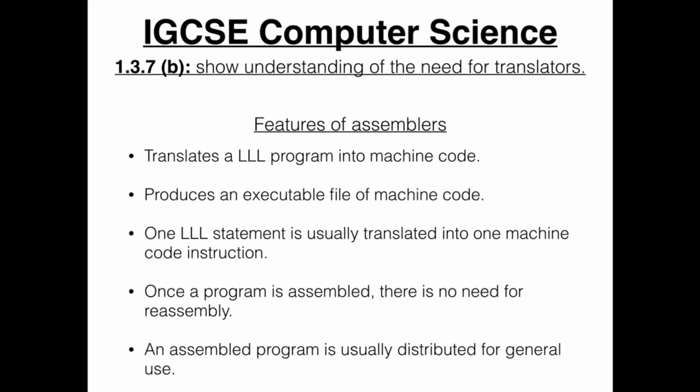Features of assemblers: translates a low-level language program into machine code. Produces an executable file of machine code. One low-level language statement is usually translated into one machine code instruction. Once a program is assembled, there's no need for reassembly. So instead of compilation, it's assembly. And an assembled program is usually distributed for general use, just like compiled programs or executable programs in compilers.